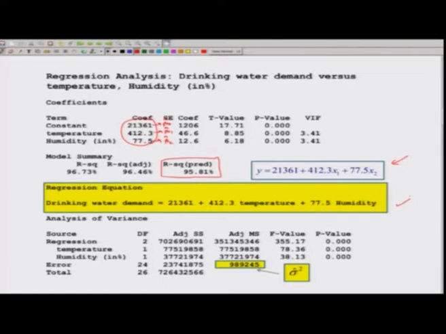Another thing which we have to keep in mind is that this quantity here is the sum of squares due to residuals, and based on that this quantity is the mean square due to residual, and this is giving us the value of sigma square hat. So, in the case of prediction interval, wherever we are using the value of sigma square hat, that can be obtained from this analysis of variance table, as sigma square hat.